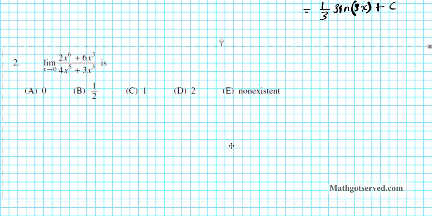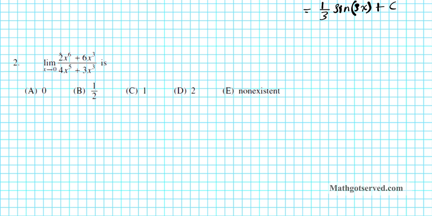All right, let's take a look at problem number two. Problem two is assessing our understanding of finite limits. We have to find the limit as x approaches 0 of this entire expression. Now, one mistake some students might make is they might confuse this with infinite limits. If this were infinite limits, all you do is you focus on the leading terms.